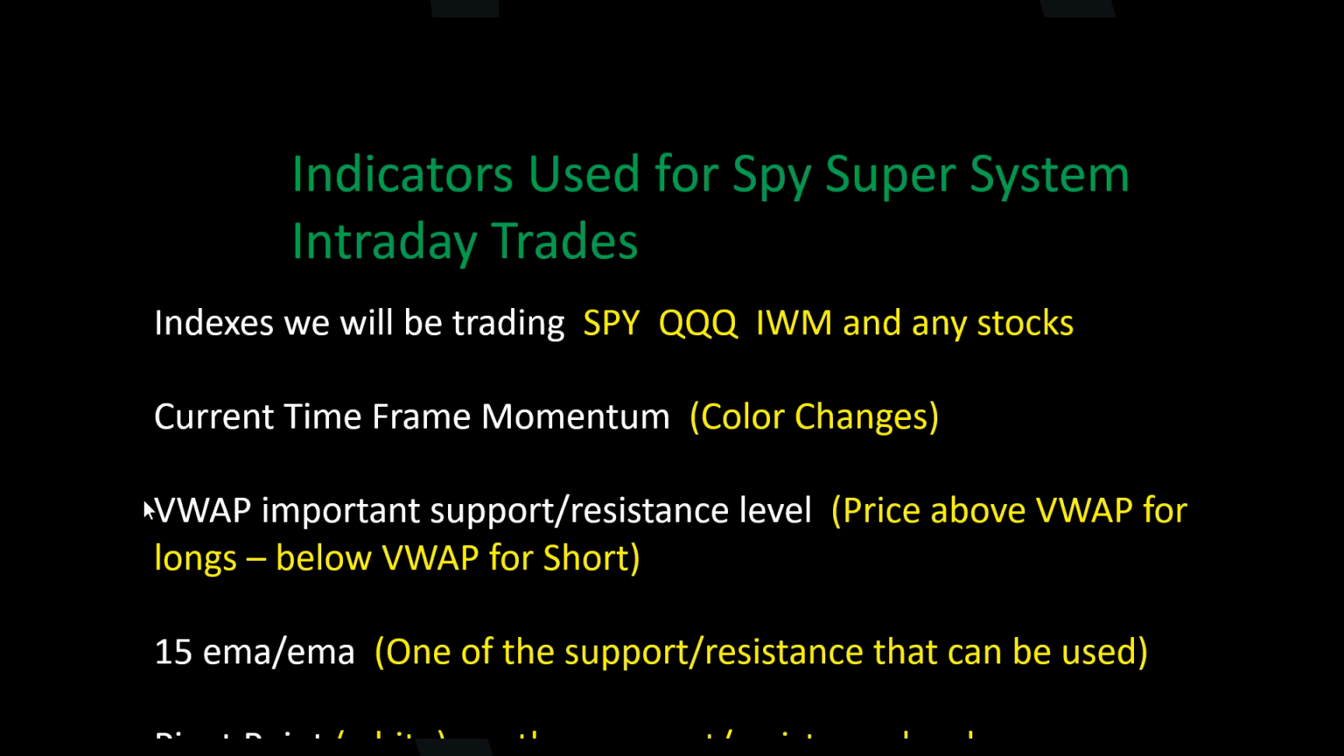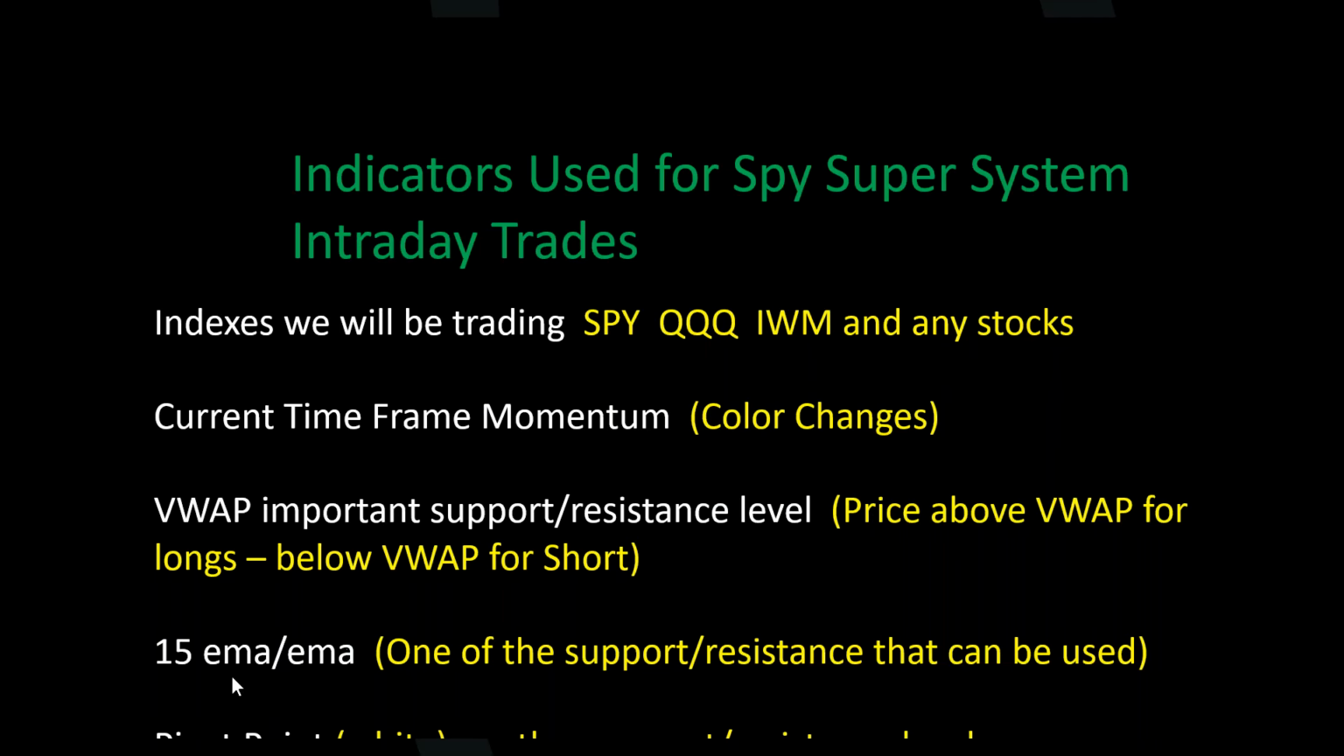The support resistance levels that we're going to trade off of are the VWAP, the volume weighted average price. This is the critical level. All the institutions use this. This is where they get in and get out of trades most of the time. We'll show you that. And again, price should be above the VWAP for going long, and below the VWAP for going short.